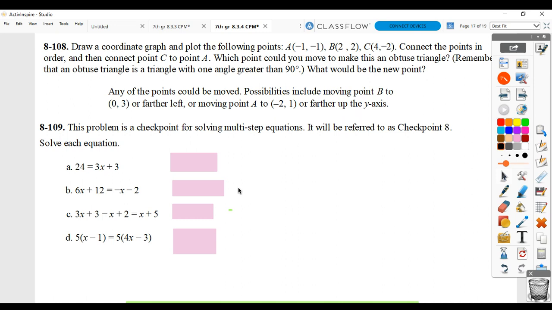So for 8109, they want to check that you know how to solve your multi-step equations. Again, I need to see the steps, although it does not say you have to show the check. So I will show you the answer, but again, make sure you have this work shown. So for A, x is 7, for B, x is negative 2, for C, x equals 0, and for D, x equals 2/3. But again, make sure you've got work shown for these.